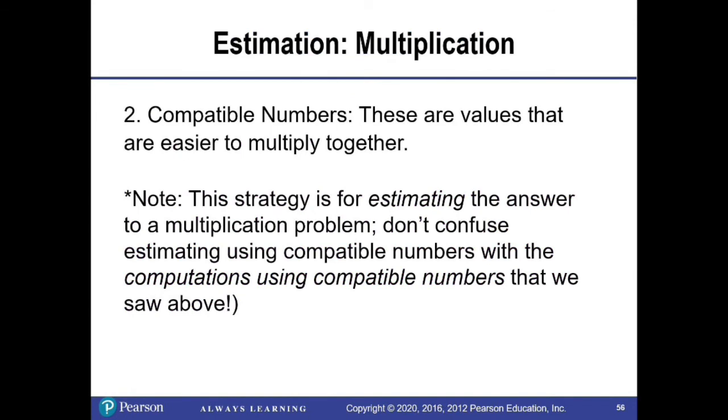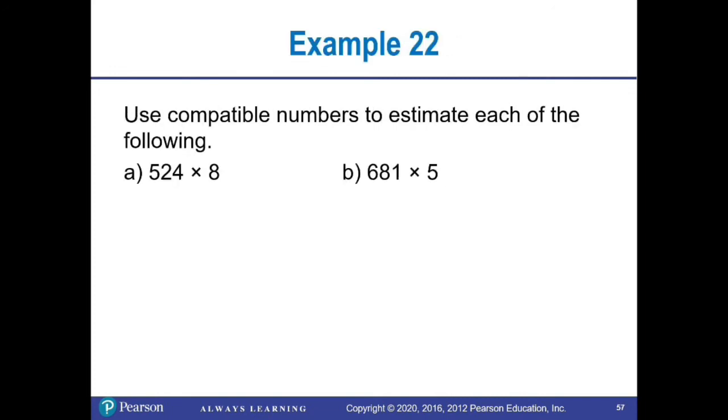Our last strategy for estimating is looking at compatible numbers. So again, these are numbers that are easy to multiply. Once again, don't confuse this with the mental computations. Mental computations are going to be exact numbers. These are going to be estimations. Our directions here ask us to use compatible numbers to estimate.